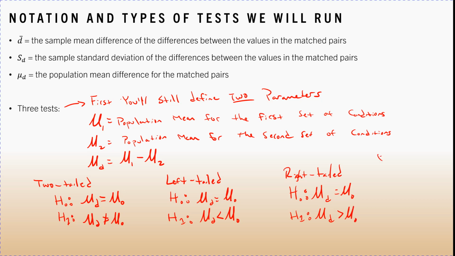All right, and so just note often, mu sub 0 will just be equal to 0. We'll assume that there is no difference to start. This means there is no difference.